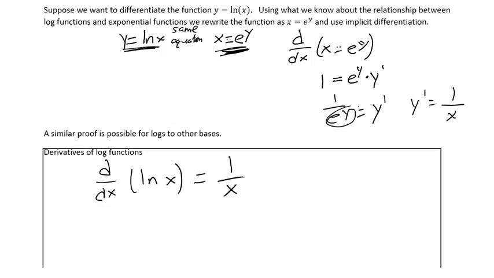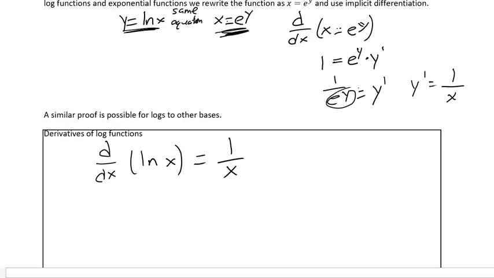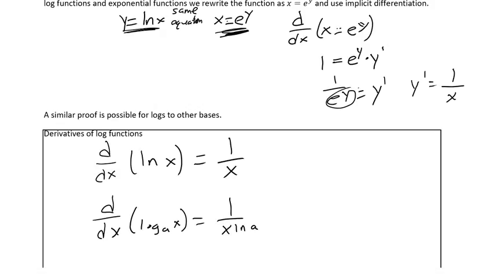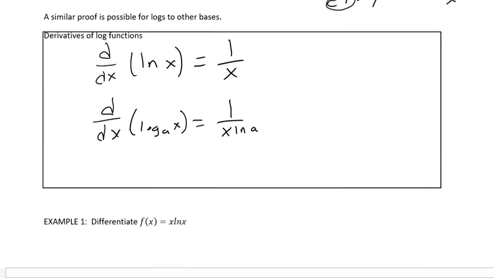Now we could do a similar proof for other bases, but you can look that up for yourself if you're interested. If we have log base a of x, the derivative of that is 1 over x times the natural log of a, the natural log of the base. Those are the basic derivatives of log functions.